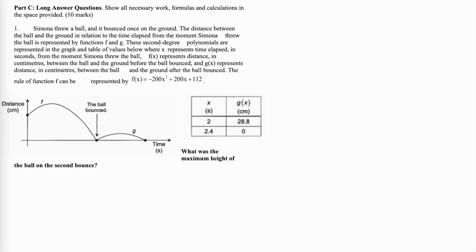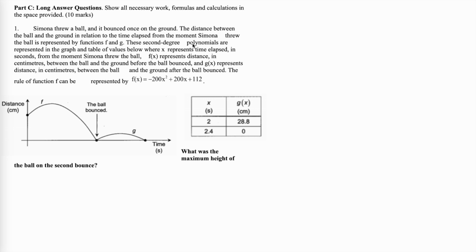Part C, long answer question. Show all necessary work. Formulas and calculations in the space provided. 10 marks. Question 1. Simona threw a ball and it bounced once on the ground. The distance between the ball and the ground in relation to the time elapsed from the moment Simona threw the ball is represented by the functions f and g.